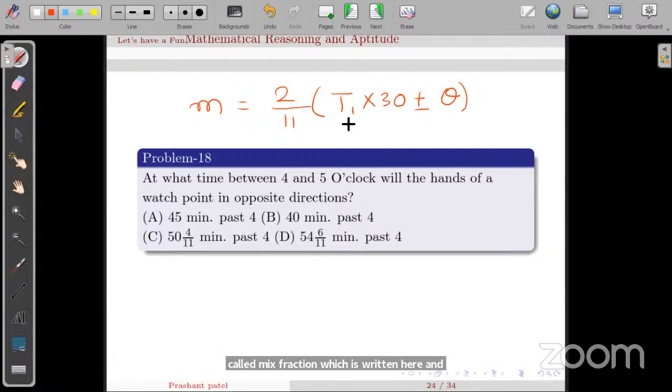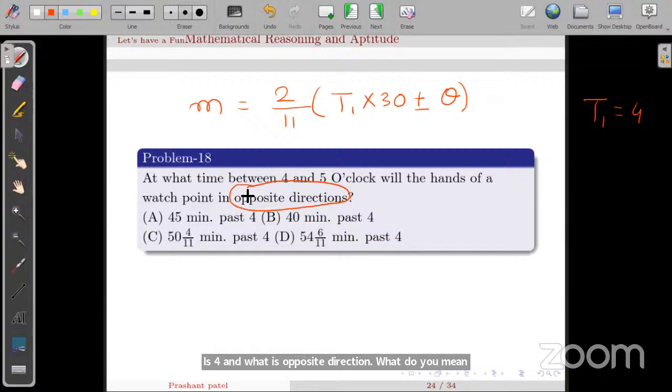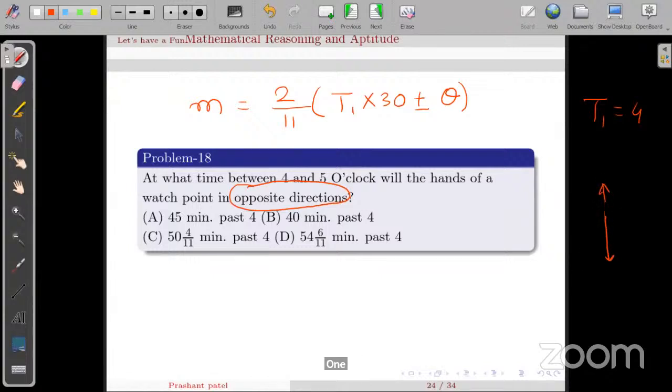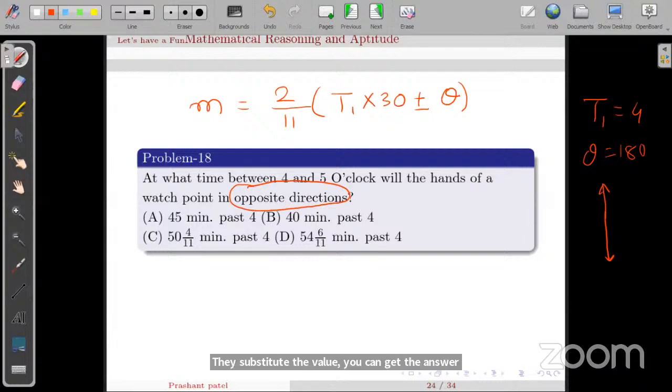And if you just substitute, T1 is 4, and what is opposite direction? What do you mean by opposite direction? How much angle in between is required? 180. So they are in opposite direction, like this. So the angle between them is 180. So theta is 180 now. Just substitute the value and you can get the answer. And since T1 is 4, it is less than 6, you have to use the plus sign. Simplify it, you will get the answer.